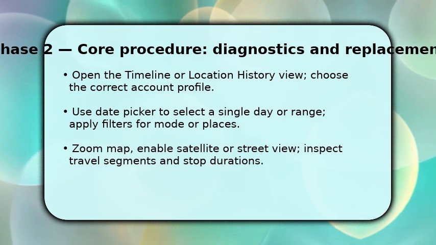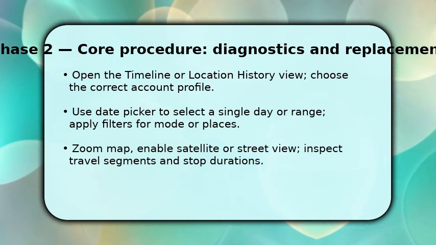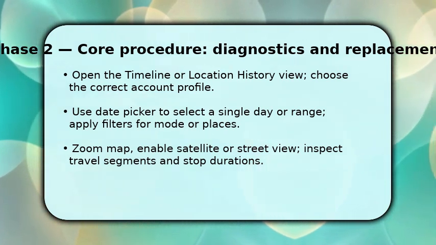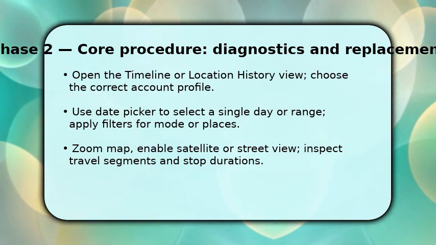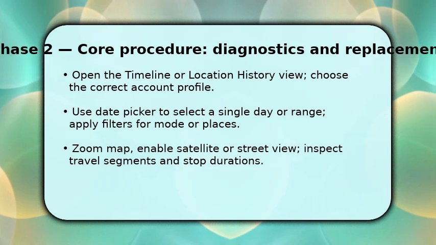Once displayed, zoom and toggle satellite or street view to verify routes visually, and tap individual segments to see timestamps and stop durations. Make sure to check both device and web views. Sometimes one view shows richer detail than the other.